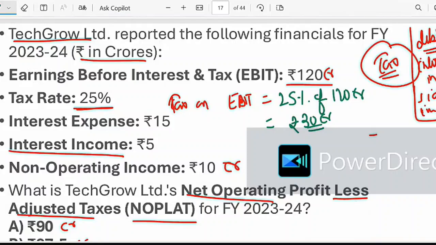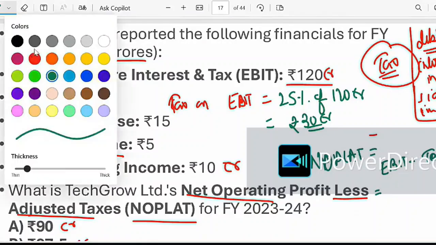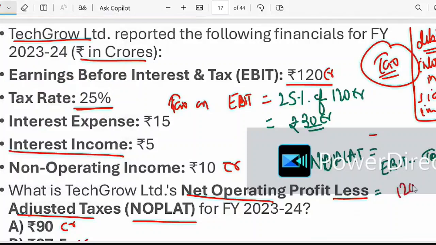Now step number 2 is to calculate the NOPLAT. So what is NOPLAT? It is very simple. It is just your EBIT, which is your earning, minus tax. That is your NOPLAT. So how much EBIT do we have? It is 120 crore. So 120 crore minus tax. How much tax have we paid?